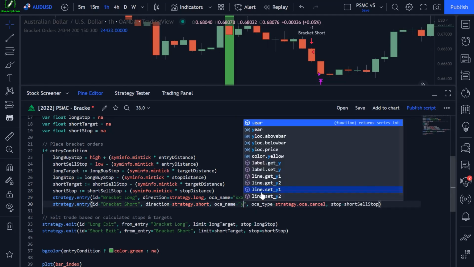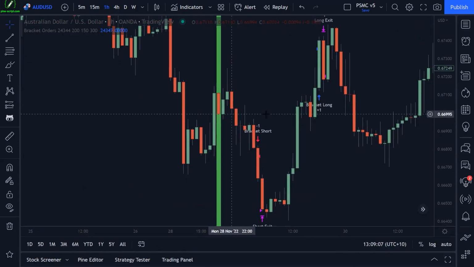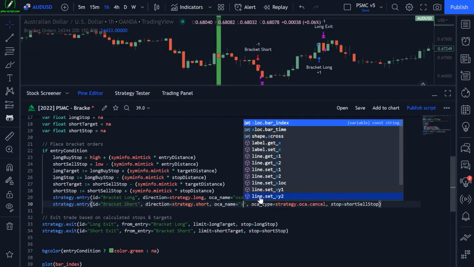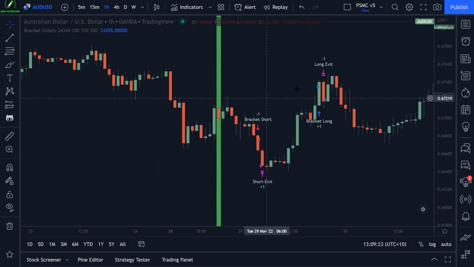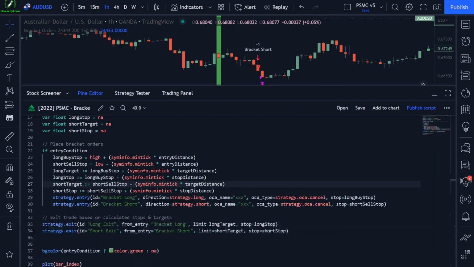If they are not the same, then your limit orders to enter, you can see here that we're entering short, and then the long pending order is never cancelled. So this is 20 pips above the swing high. This never gets cancelled because the group names are different. If I change this back to the same name, this long trade will go away because the short trade gets executed first and cancels that second pending long buy limit. So that's how you place a one cancels all bracket order.